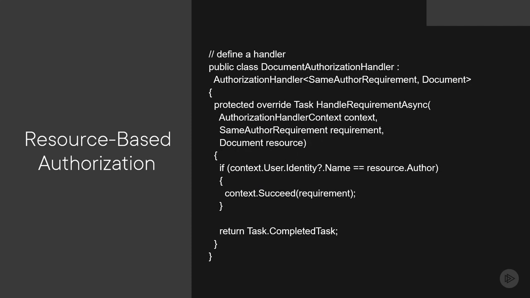By defining a handler that takes in the requirement type along with the resource that it's protecting, you can create custom logic that determines whether or not a given operation should be allowed to proceed. In this case, the handler checks to see if the current user's name matches the document resource's author name, and if so, allows the operation by returning context.Succeed.